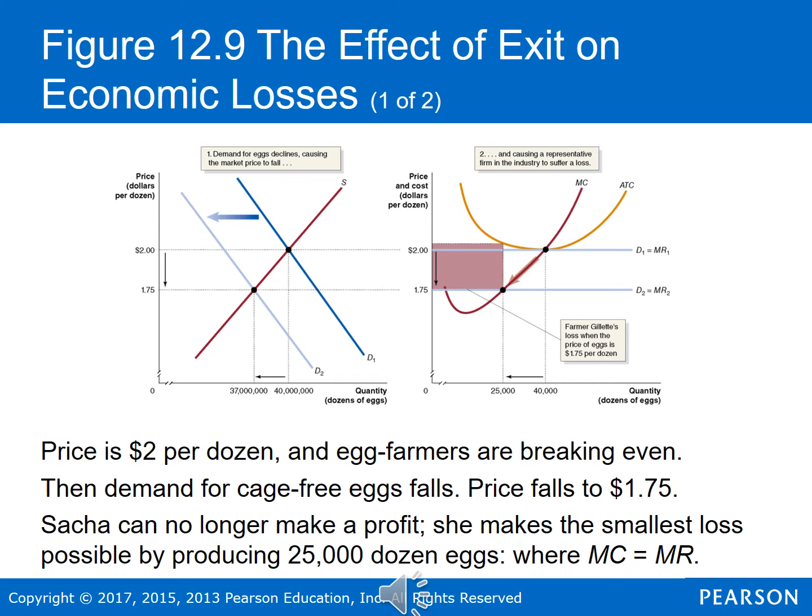So in this case, the demand curve falls from $2 to $1.75, and Sasha Gillette, trying to maximize her profit or to minimize her losses in this case, is going to produce where the marginal revenue equals the marginal cost, but she's going to be producing at a loss.